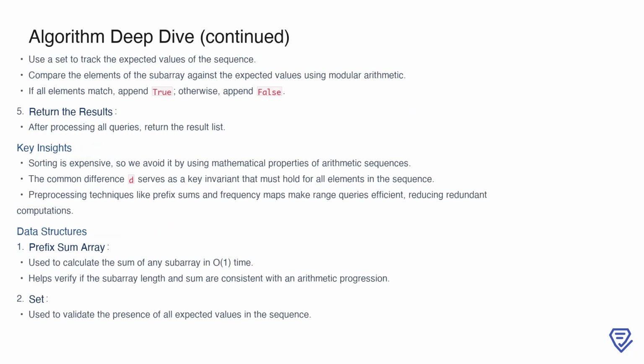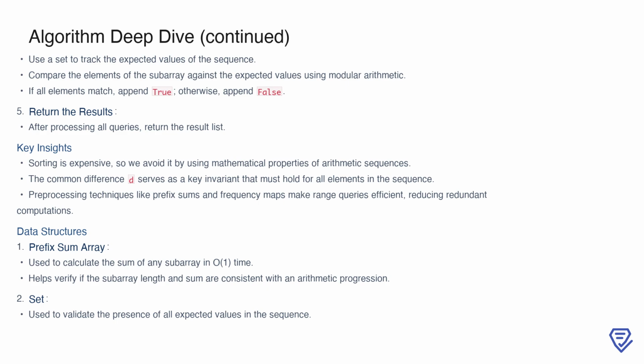If the common difference D is valid, the next step is to verify whether the subarray elements can form an arithmetic sequence. To do this efficiently, we use a set to track the expected values of the sequence. The set allows us to quickly check if each element of the subarray matches the expected values. Using modular arithmetic, we calculate where each element should fit into the sequence based on D, the minimum value, and the total number of elements. If any element is missing or duplicates exist, we append false to the results. Otherwise, if all expected values are present and distinct, we append true. Once we complete this verification for all queries, we return the final result list.